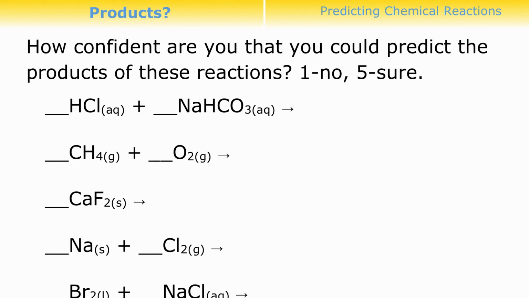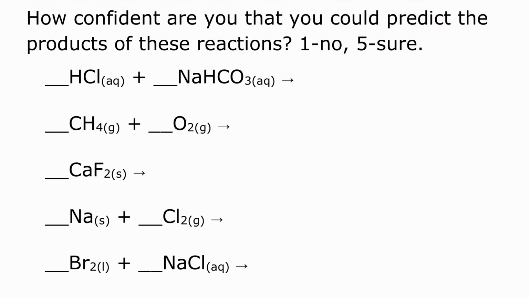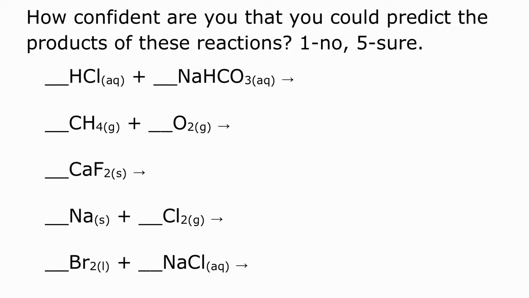First off, here's just a little self-check. How confident are you that you could predict what each of those reactions will produce on the scale of 1 to 5? I guess I can't see your answers, but this is what we're doing in this section. And these 5 reactions here are examples of the 5 types of reactions that we're going to look at.